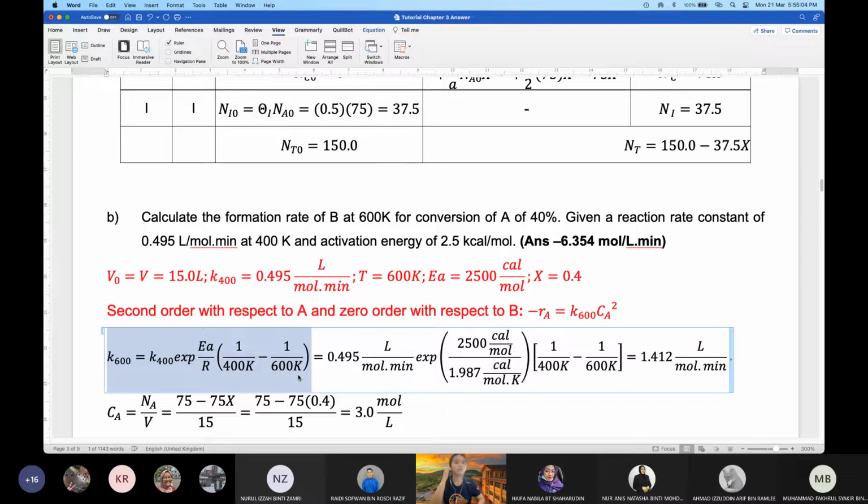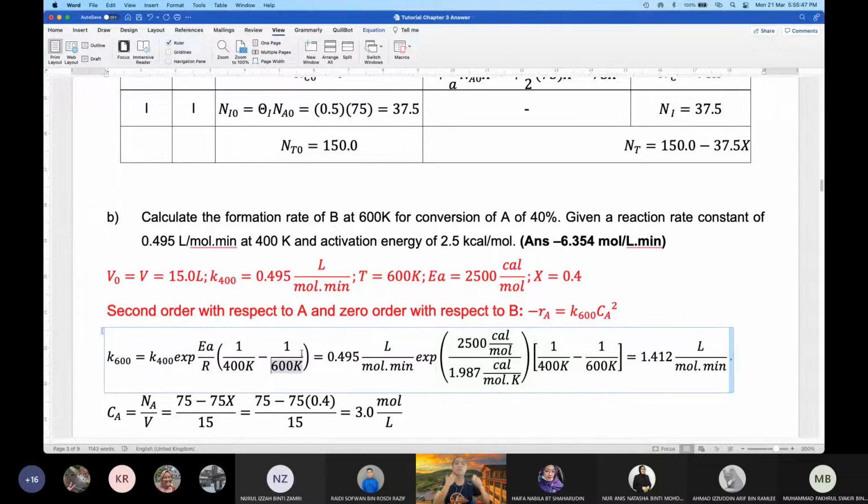Version kedua. Version kedua, kalau kamu ingat, saya ajar kamu. If I know K1 at T1, I can find my new K at T2. Sebenarnya saya tahu K1, saya tahu T1, saya tahu T2, saya boleh cari K2. So, formula dia diberi as K2, left hand side is K2, K at 600 Kelvin lah, K yang pada suhu baru saya, equals to K at 400 Kelvin or K at my original temperature, exponential again, tapi exponential ni dalam ni kamu jangan lupa dah tak ada negatif. It straight away become exponential EA per R in bracket 1 per T1 minus 1 per T2.